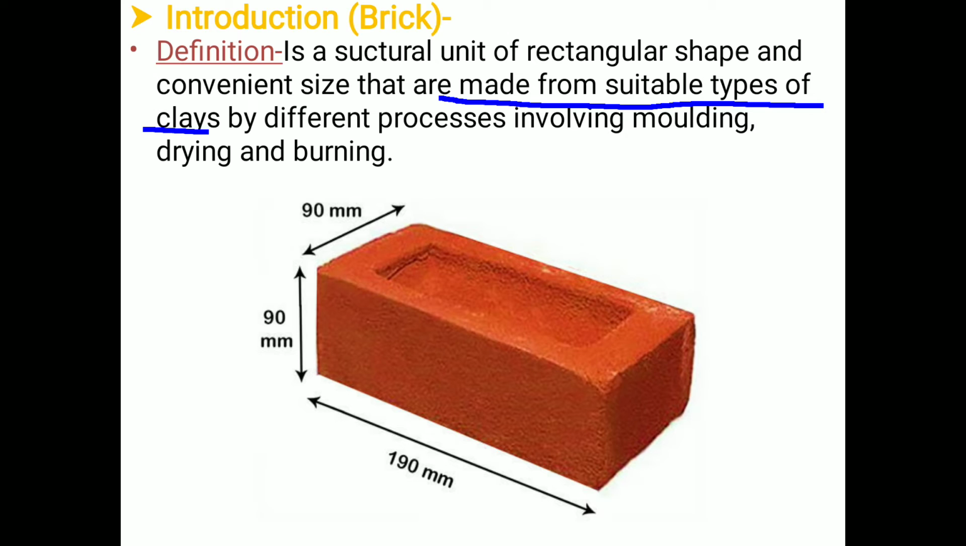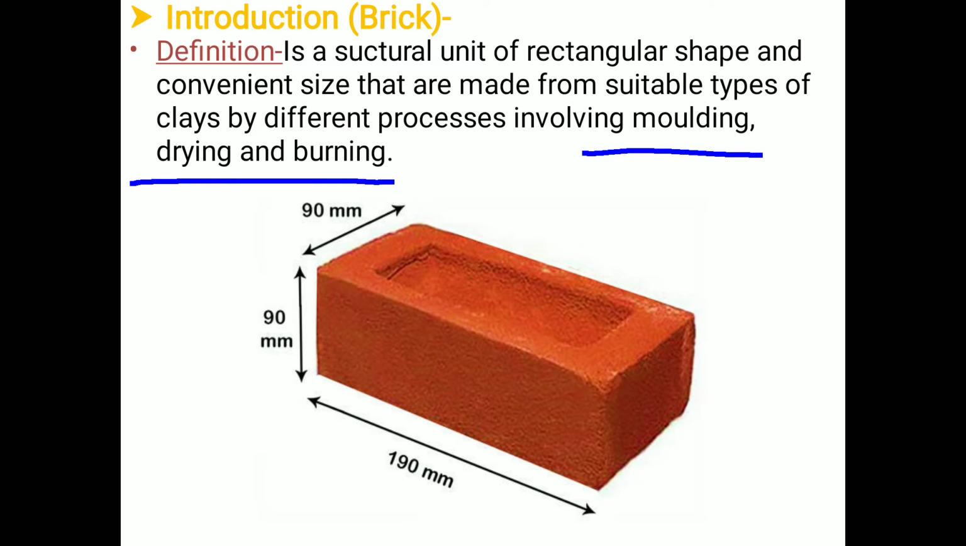We cannot use just any clay which is available on the earth. We have to use such a clay that will give a specific characteristic to the brick. That clay we have to use for the manufacturing of the brick. Therefore, we have to use a suitable type of clay. After that we process it by the molding, drying and burning stages. The first step is molding. After that we dry the brick, and after drying it we burn the brick in the kiln. This is the simple, introductory part of the brick.